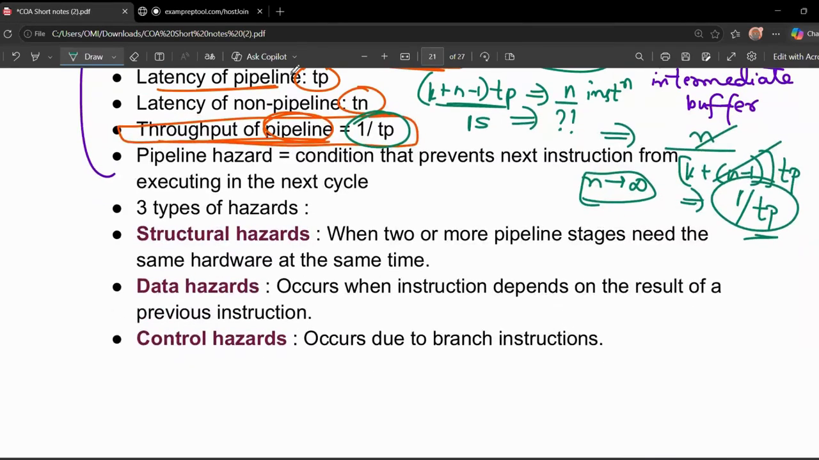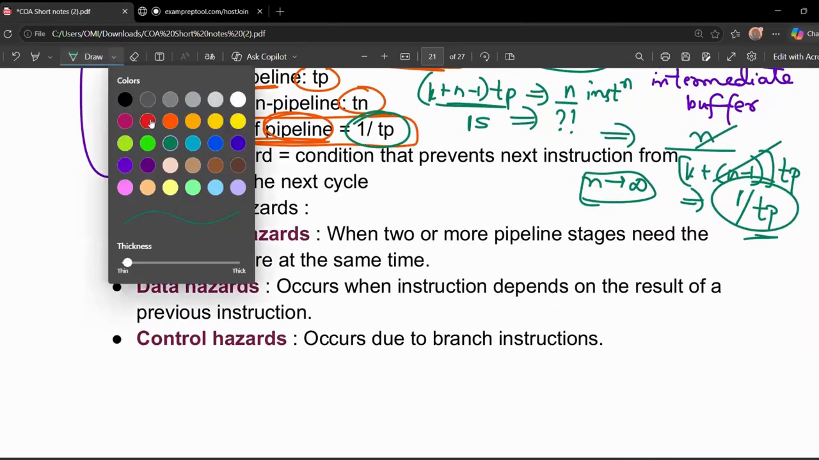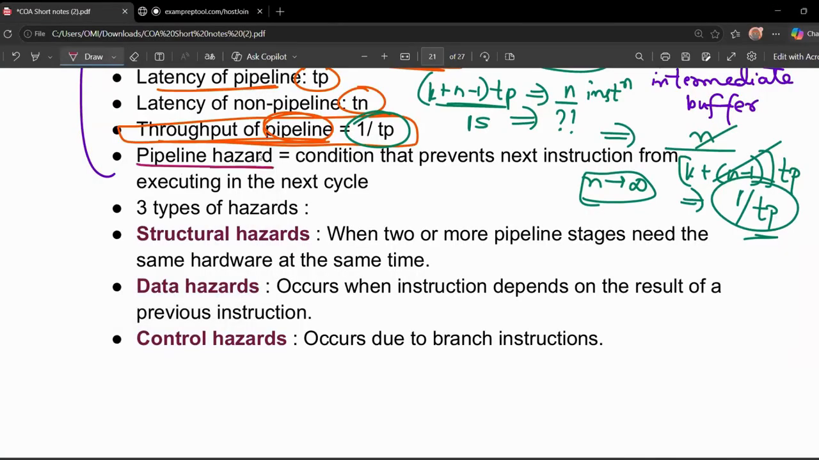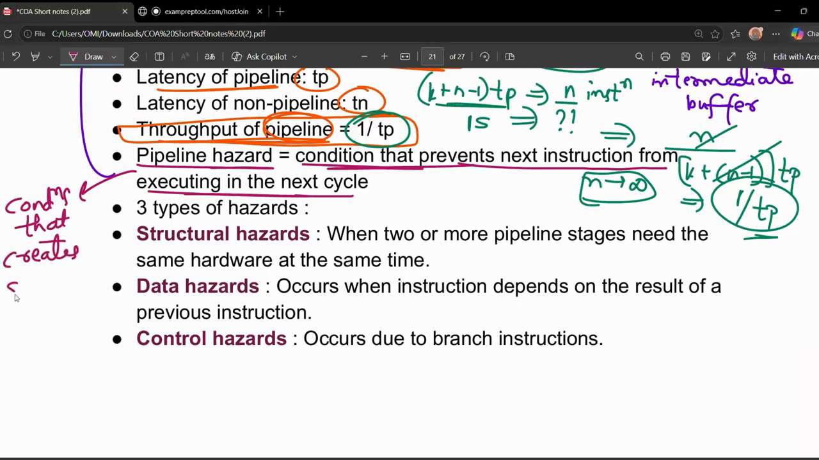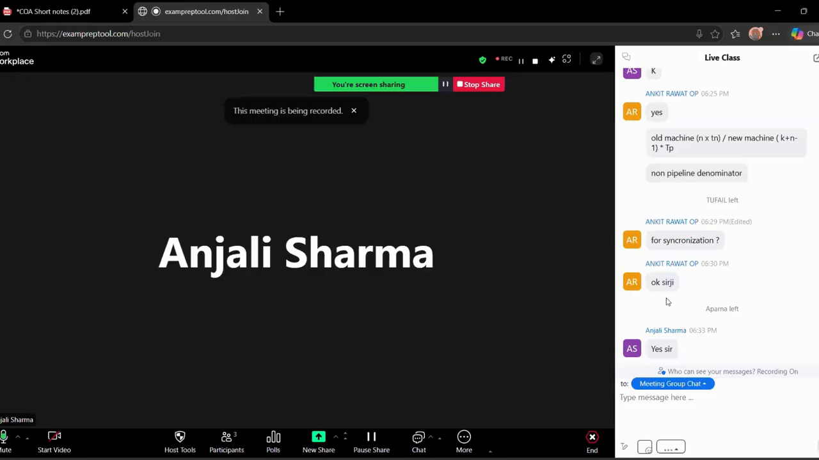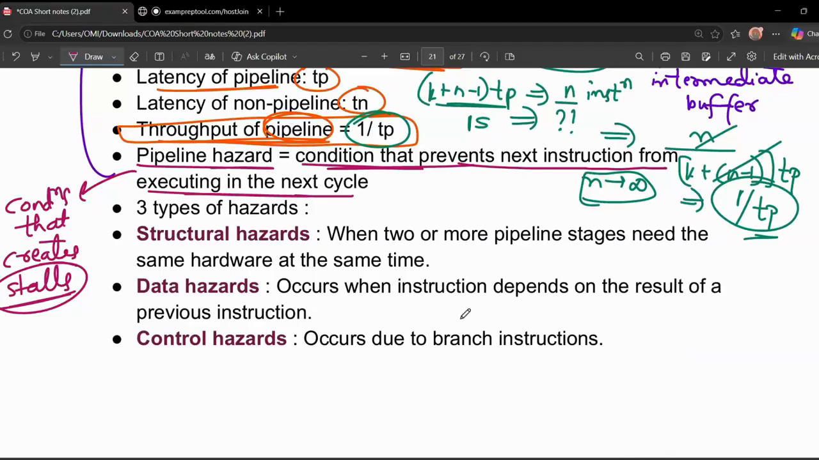So first of all, what is a hazard? What is a pipeline hazard? A pipeline hazard means a condition that prevents the next instruction from executing in the next cycle, or conditions that create stalls. Stalls mean extra cycles. So those are called pipeline hazards, right?